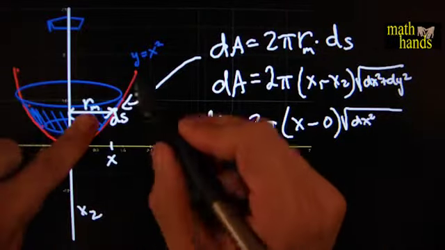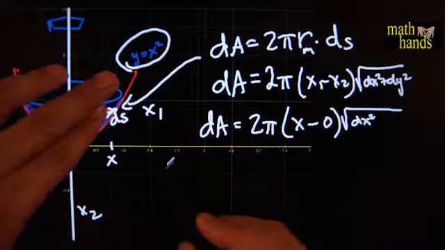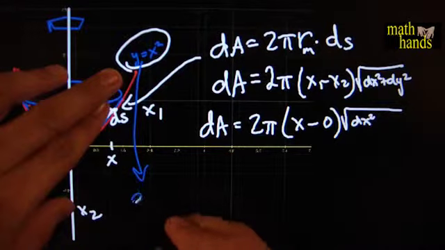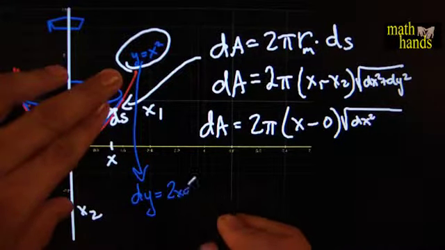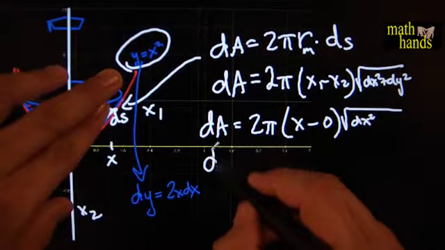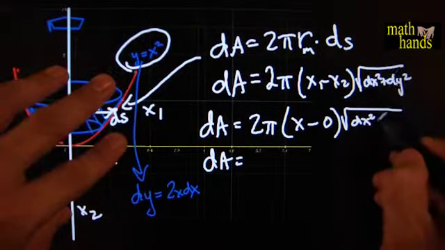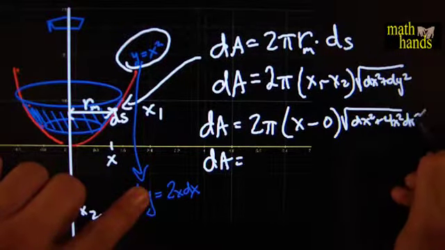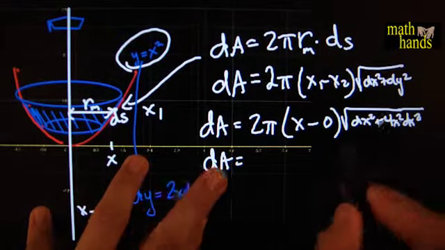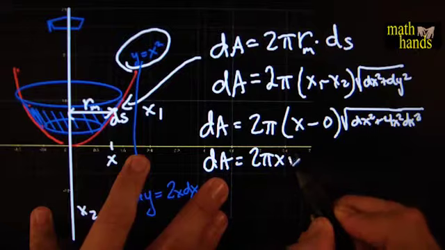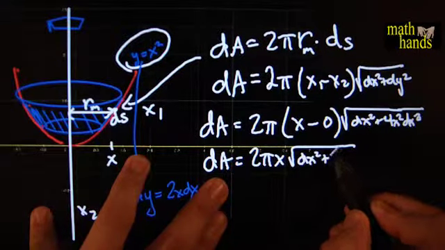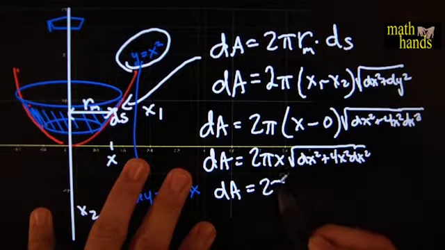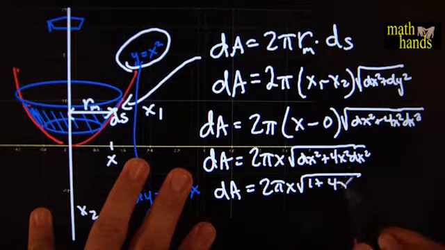The square root of dx squared plus dy squared. Well, wait a minute, where am I going to get that? That would be from the relationship between x and y. So from that relationship, let me do this off on the side here, I get that dy is equal to 2x dx. Perfect. That would mean that my dy squared would be 4x squared dx squared, right? Making my dA 2 pi x square root of dx squared plus 4x squared dx squared. Both have a dx squared. I'm going to pull that one out, so I get 2 pi x square root of 1 plus 4x squared.